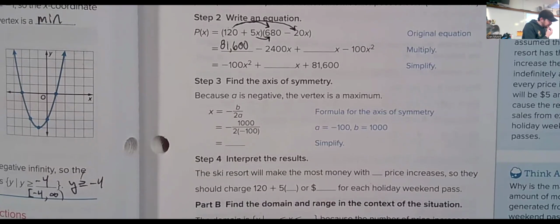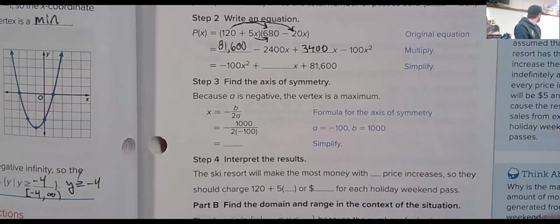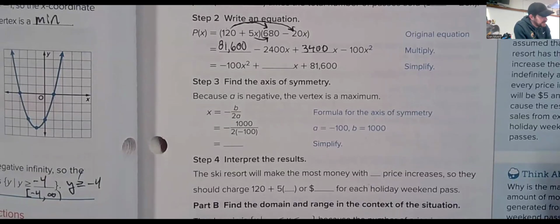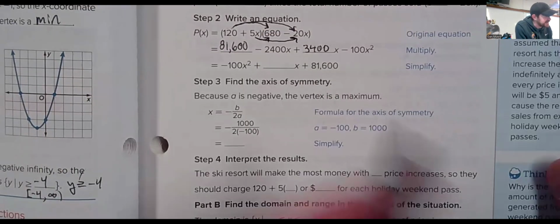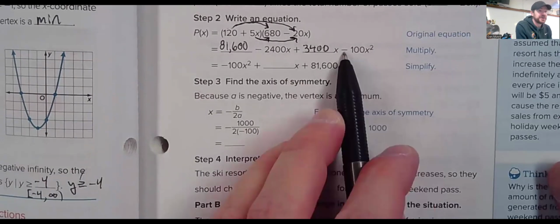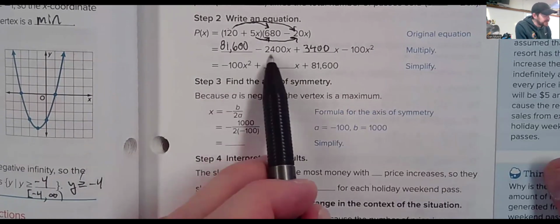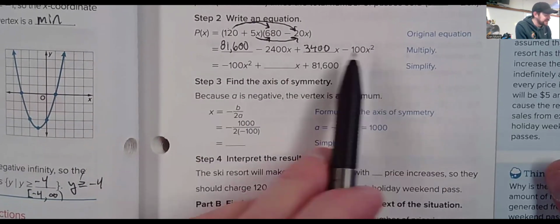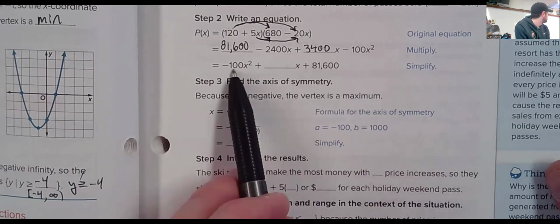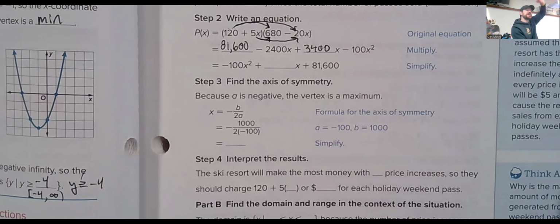680 times 5, 3,400. So 3,400x. And then the last values would be 5x times negative 20x. And that's this, minus 100x squared. Now, this isn't quite in standard form because we need the x squared term first, which is a negative 100x squared. There it is, negative 100x squared. Hey, and there's a negative a value, which makes sense with how we were thinking about it. It's upside down. Maximum value at the top.